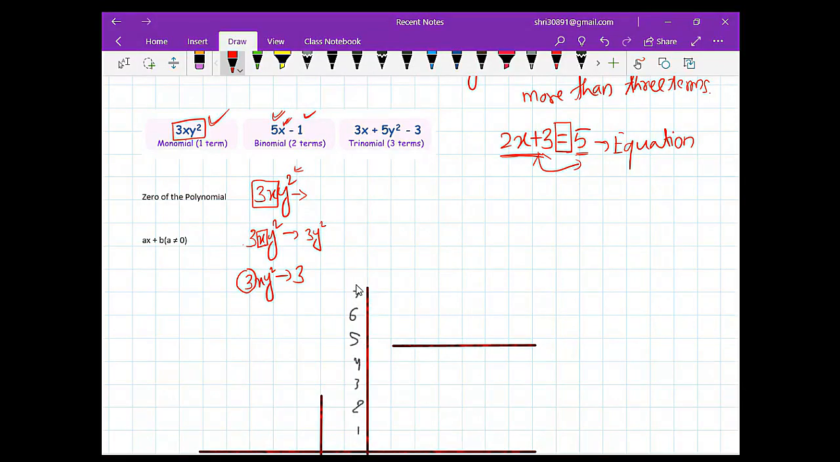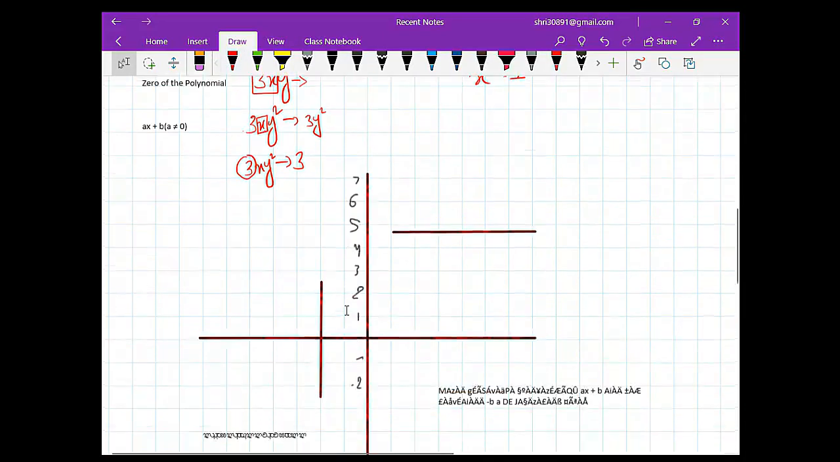And here the variable of 1 is always x raised to 0. You should know that all constants have the variable x raised to 0, because x raised to 0 is always 1. If it is 1, then the constant variable is always x raised to 0. And here it is 3x, that is a trinomial example. So the coefficient of x is 3, the coefficient of y square is 5, and minus 3 is a constant.